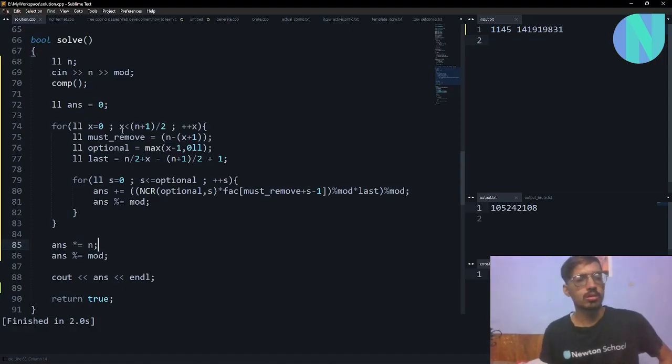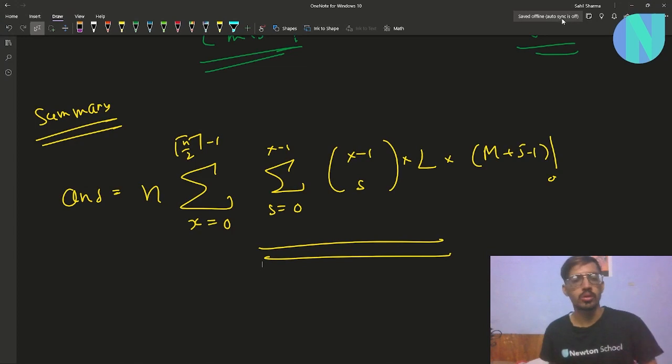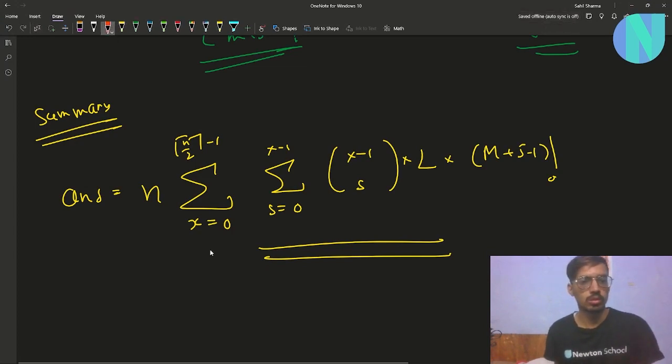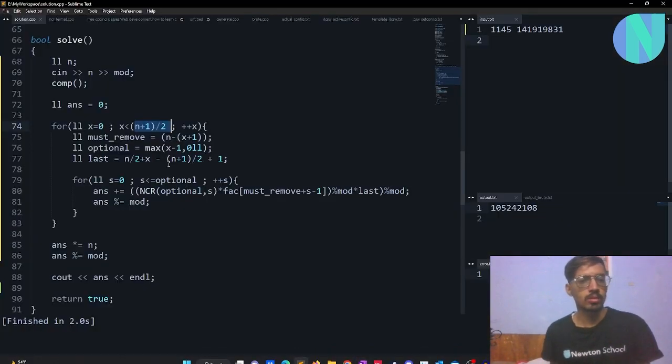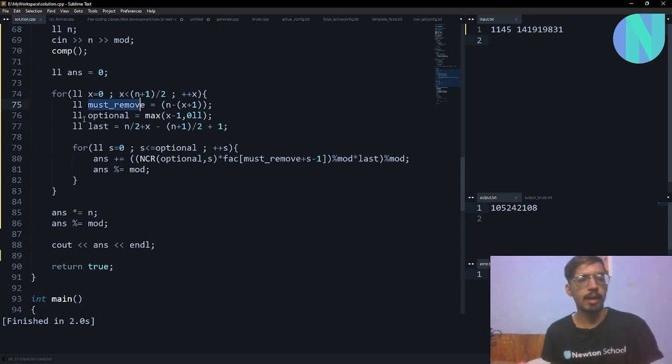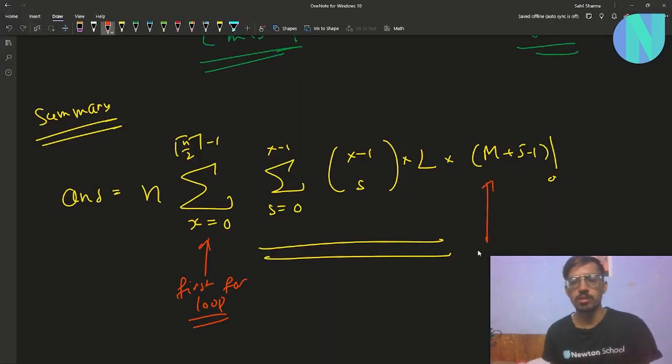code. So first of all, I am iterating for all the values of the right pivot. So from x is 0 up to ceiling of n by 2. So this is the first for loop. Then I'm computing value of m, o and l, right? So must remove is the value of m, that is n minus x plus 1. So my value m is must remove. This is n minus x plus 1.